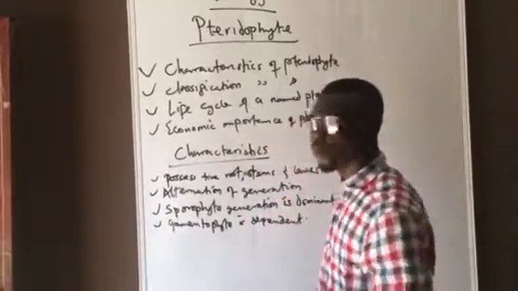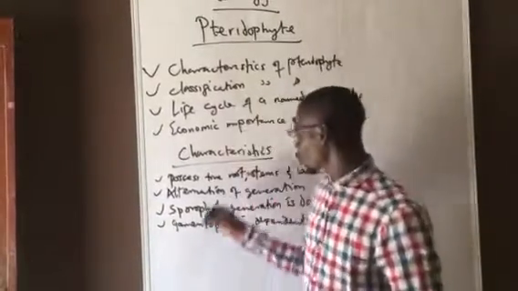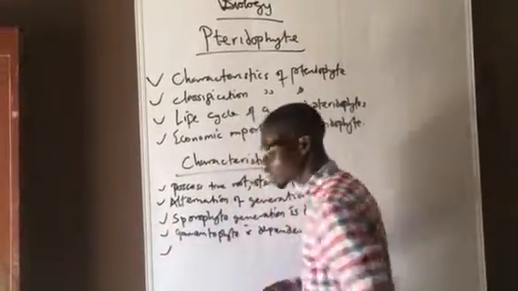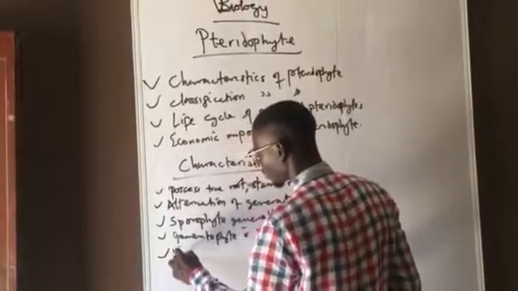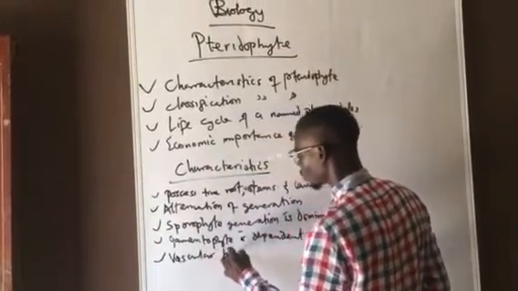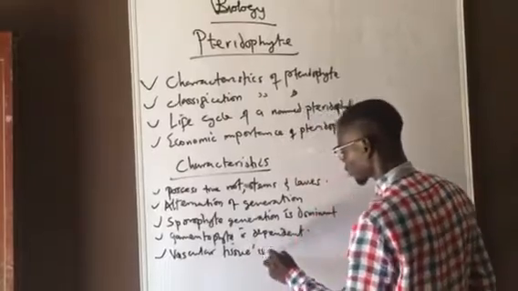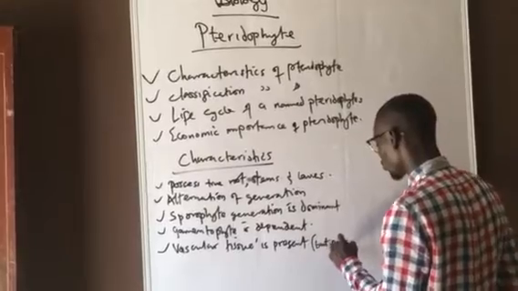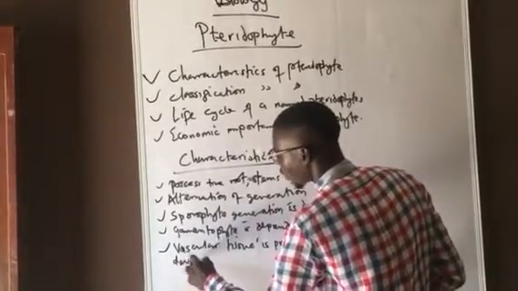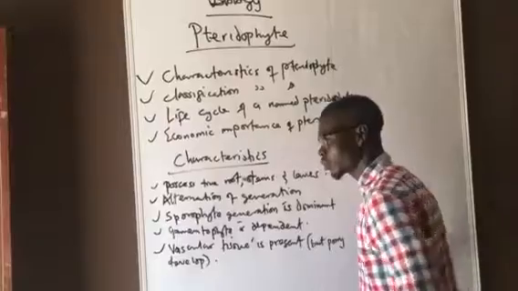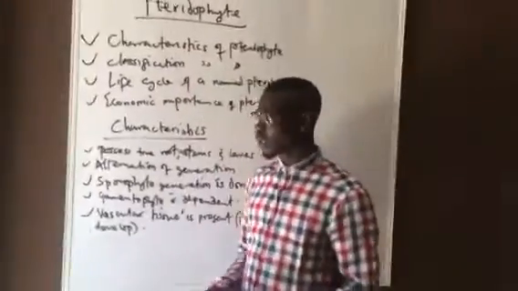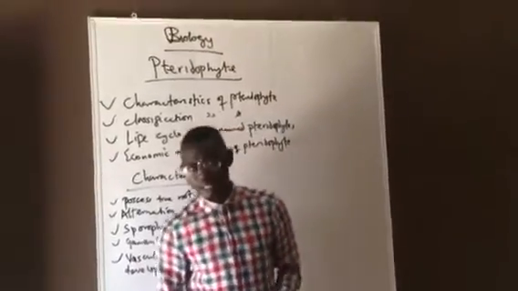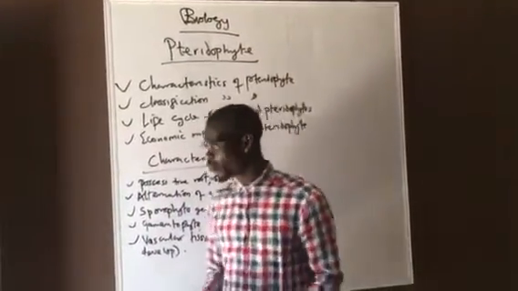So this group of plants have true roots, stems, and leaves. For that reason, they possess vascular tissue. Vascular tissue is present, but poorly developed. So they don't have a well-developed vascular tissue. They have xylem and phloem, those are the conducting tissues that help in the movement.